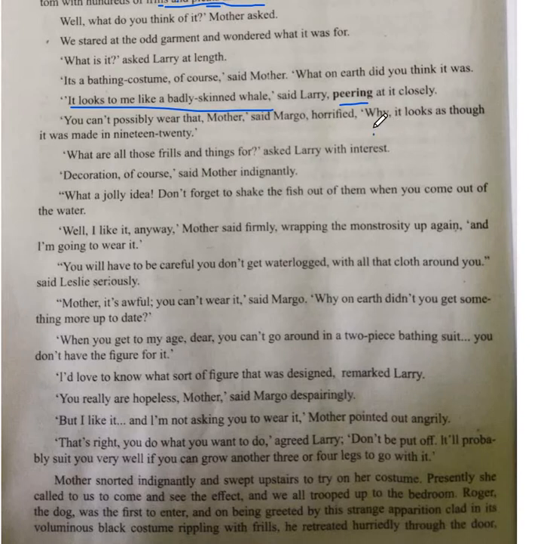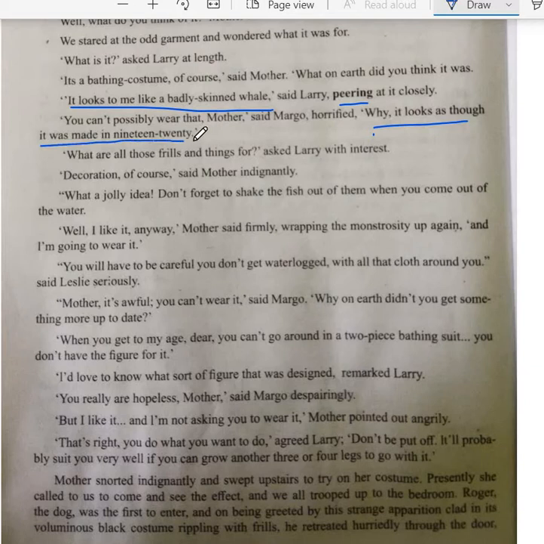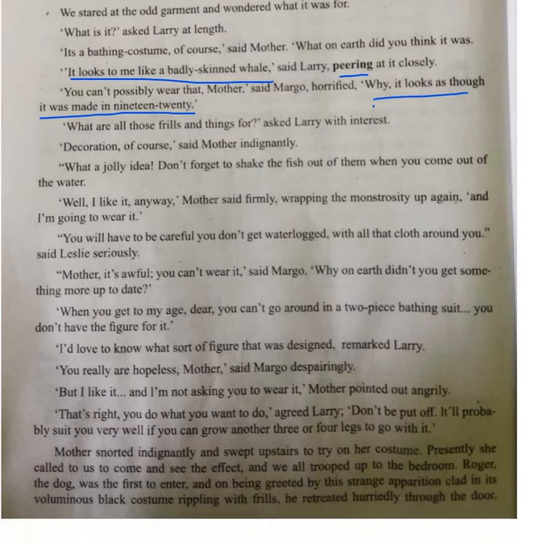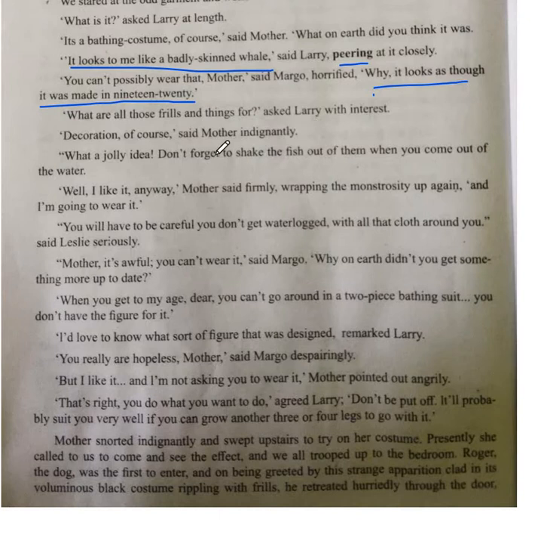So here, what does the boy want to mean? That it was made in 1920 means it was out of date, or you can say it was a backdated one or an old-fashioned one. So what are those frills and things for? Asked Larry with interest. Decoration, of course, said mother indignantly, very ferociously, or you can say desperately, she answered like that. What a jolly idea. Don't forget to shake the fish off them when you come out of the water.